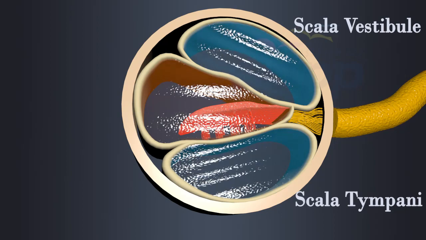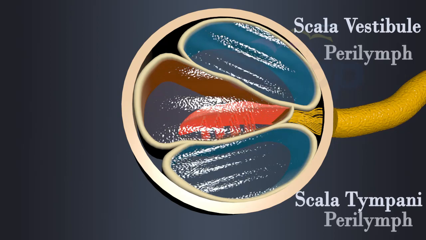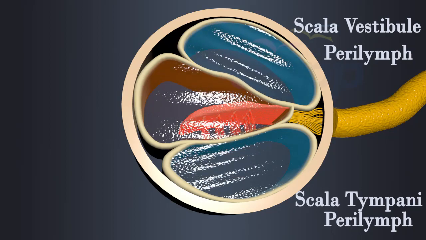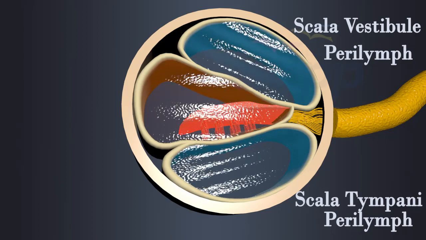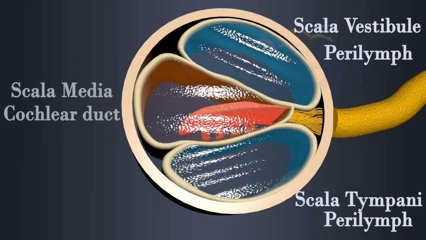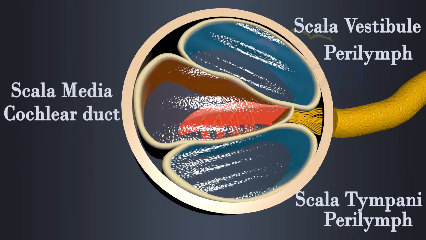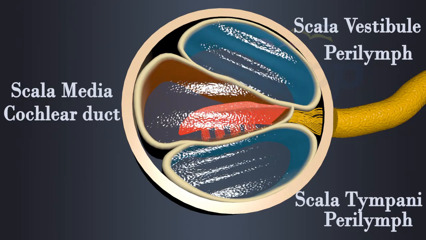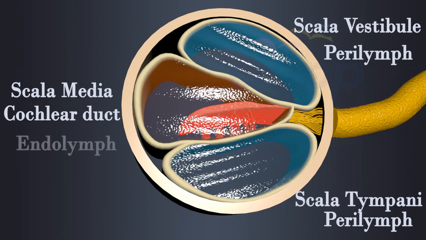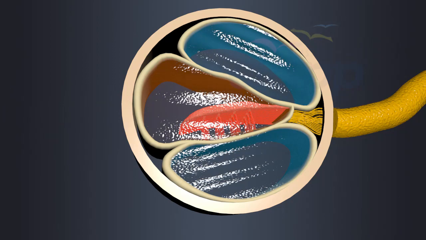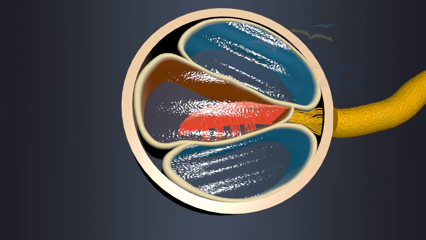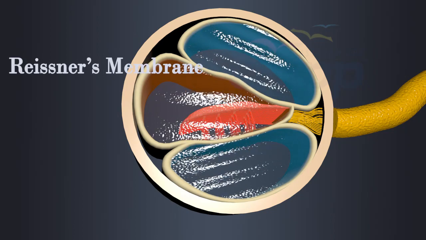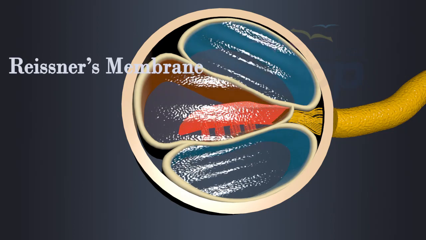The cochlea is divided into 3 fluid-filled chambers: the upper chamber known as scala vestibuli and the lower chamber known as scala tympani. Scala vestibuli and scala tympani are filled with perilymph fluid. The chamber in the middle that separates scala vestibuli from scala tympani is called scala media or cochlear duct. The cochlear duct is filled with endolymph. A thin, flexible membrane separates scala vestibuli from the cochlear duct. It is called Reissner's membrane.